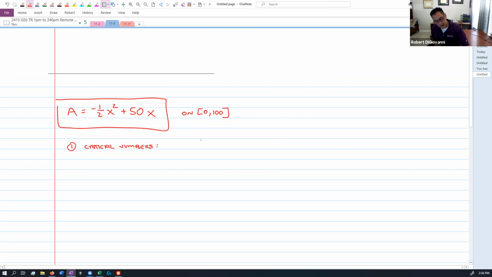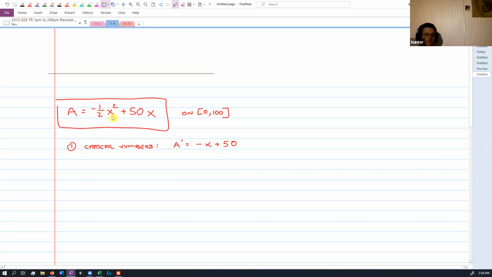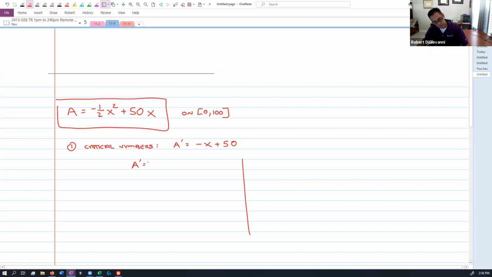So I'm going to take the derivative real fast. I'm treating this like a function of x, so this is A prime. The derivative of that would be negative x plus 50, right? Because I just bring this 2 down, and that's my derivative, pretty simple derivative. Now I need to figure out when is that derivative 0 and when does the derivative not exist? Well, setting it equal to 0 is actually very simple to do, right? It's a linear equation. Just solve for x, you get 50.